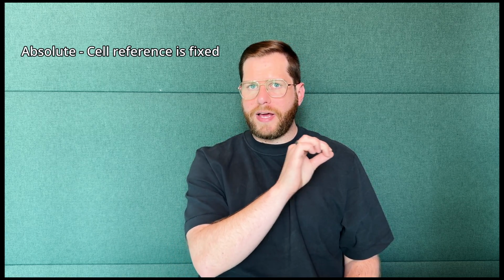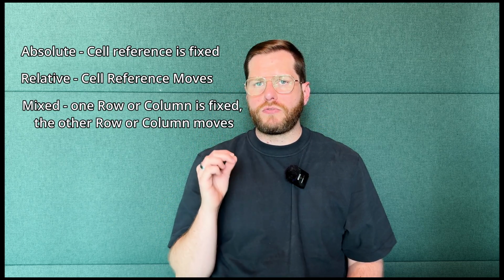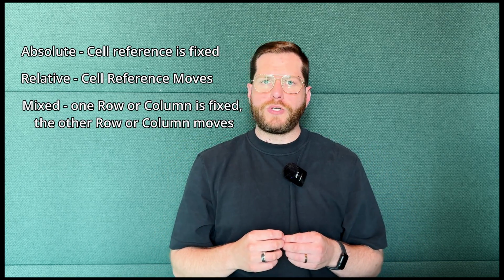And there's three different kinds of cell referencing. There's absolute references, and that's when the cell reference location stays the same no matter where the formula goes. There's relative referencing, and that's when the formula moves to a different cell, the reference cell also moves. And then there's mixed referencing, and that's a hybrid between the two. And which one you use will depend on what you're trying to accomplish at the time.